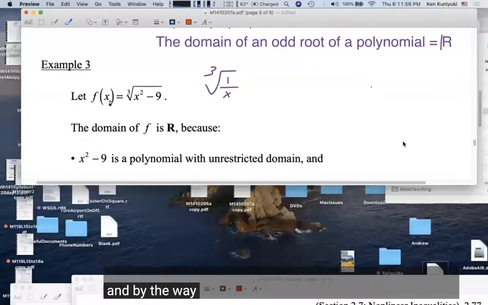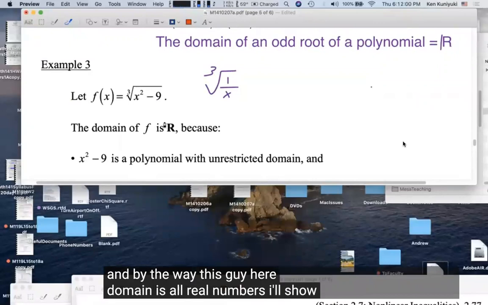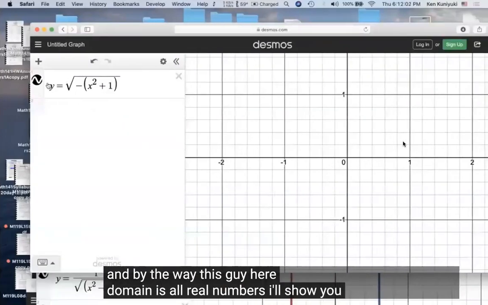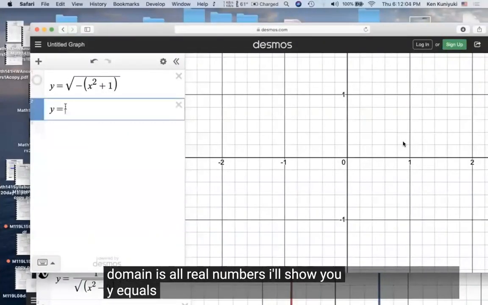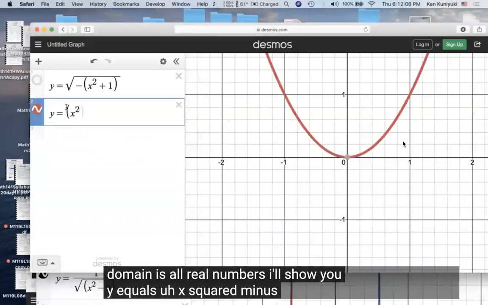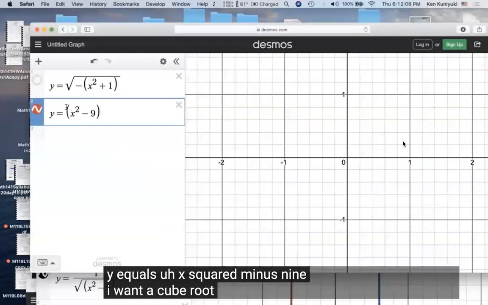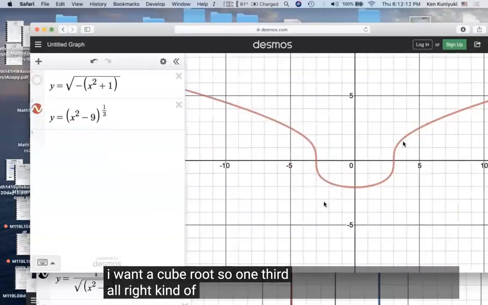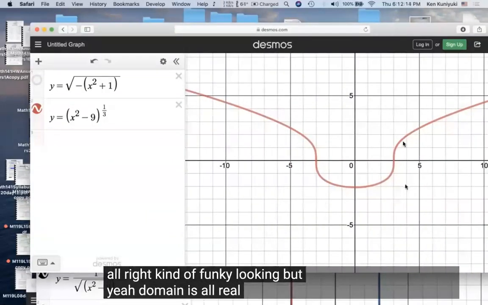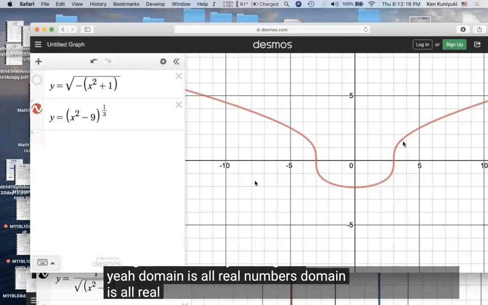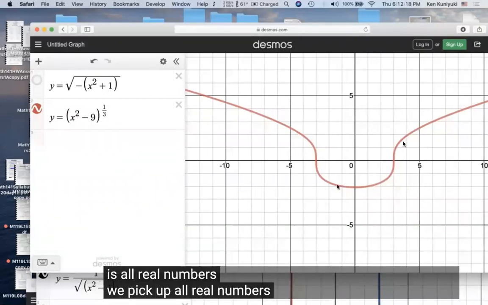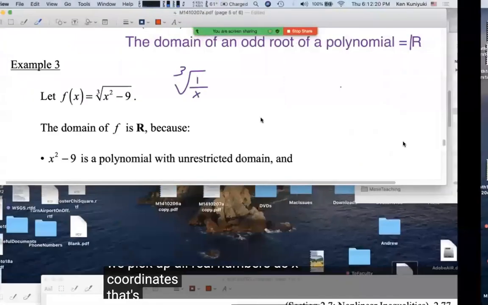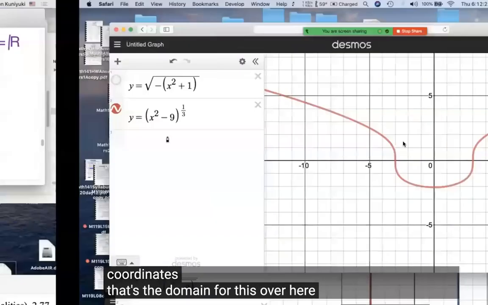And by the way, this guy here, domain is all real numbers. I'll show you. Y equals x squared minus 9. I want a cube root, so 1/3, right? Kind of funky looking, but yeah, domain is all real numbers. We pick up all real numbers as x coordinates. That's the domain for this over here.